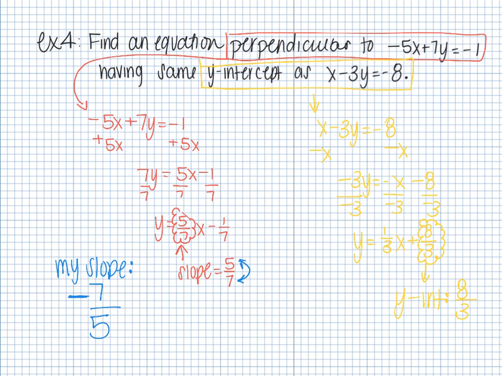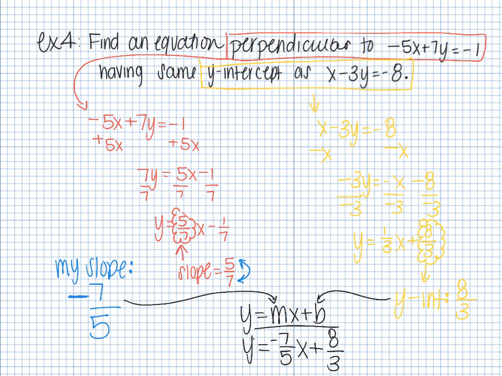So my equation is going to be combine those two parts. y equals mx plus b. Well, here's my m. Here's my b. So my final equation is going to be y equals negative 7 over 5x plus 8 over 3. That is your final answer.